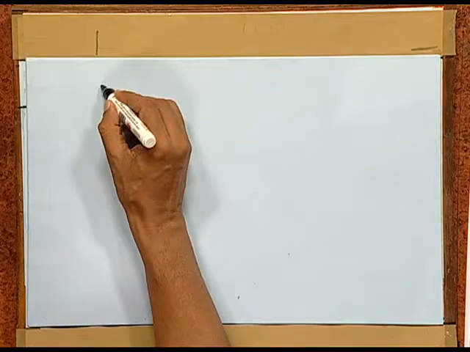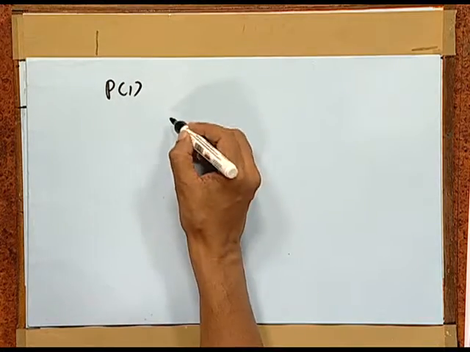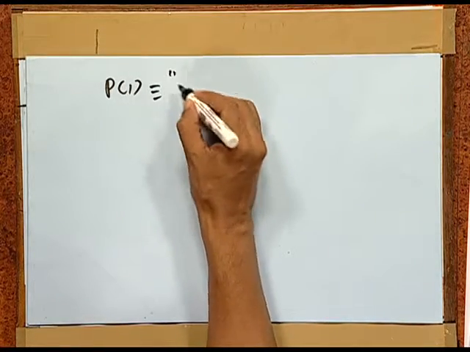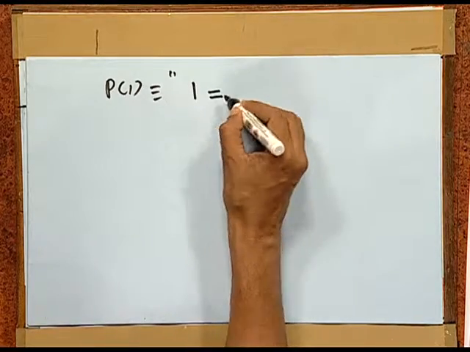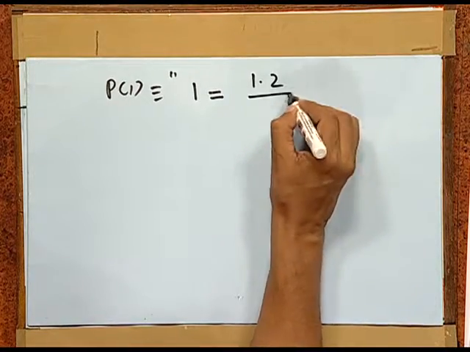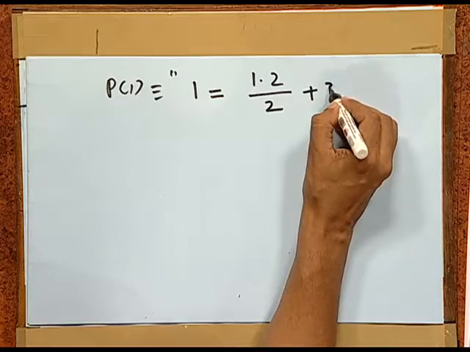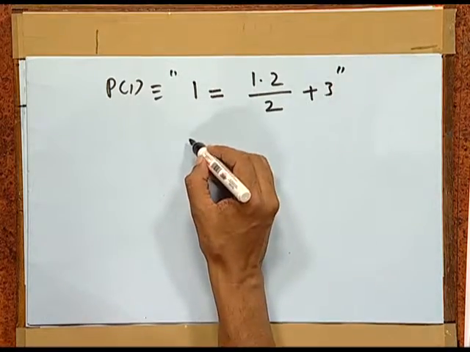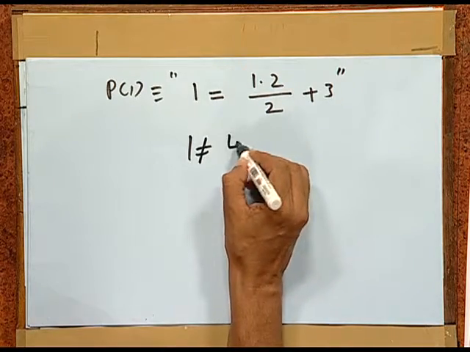Why did it happen? What has gone wrong? If you check for P(1), this becomes 1 equal to 1 times 2 upon 2 plus 3, which is not correct, because 1 cannot be equal to 4. So, this example clearly indicates that both these steps are essential in proving via mathematical induction.